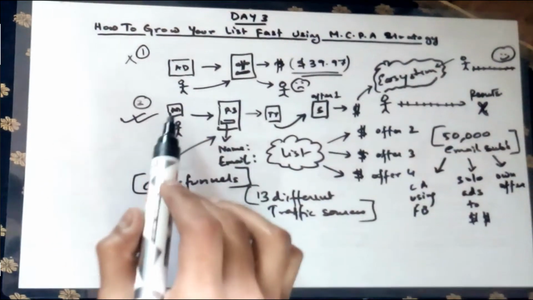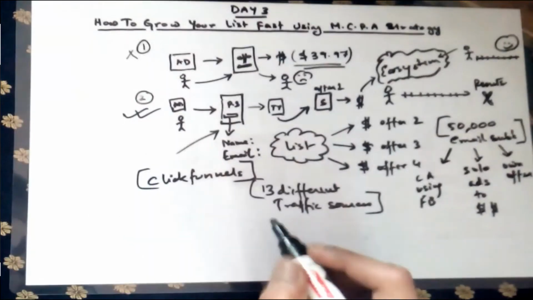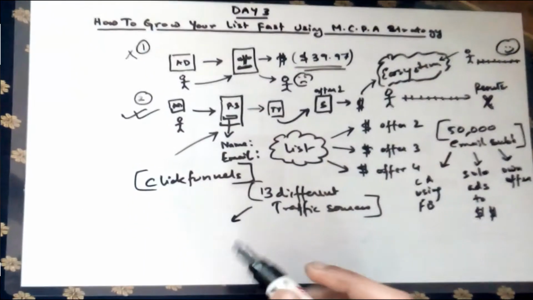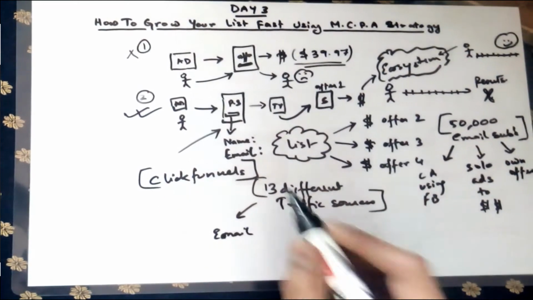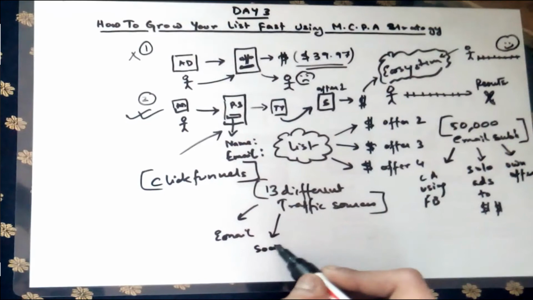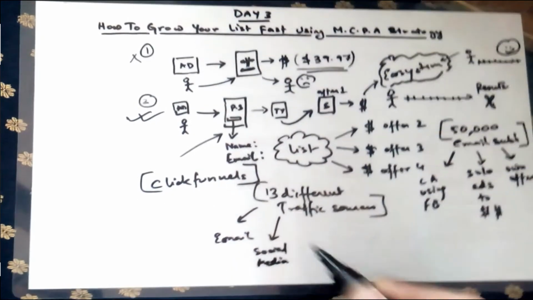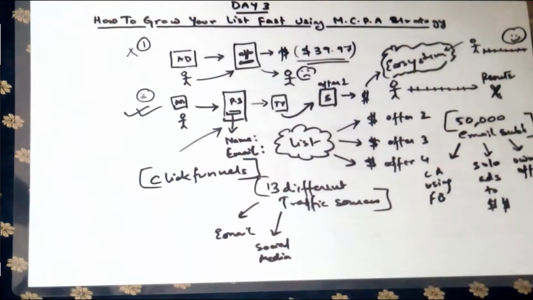You are going to create your ads using the 13 different traffic sources. What are the 13 different traffic sources? I'm going to repeat it right now again. The first one is email. That is called the solo ad. The second one is social media. I'm talking about the basic or the fast method of traffic sources.